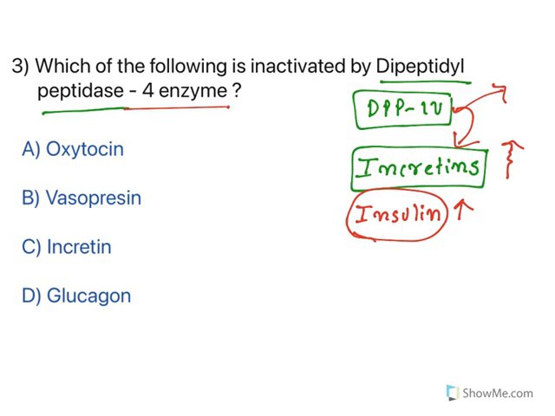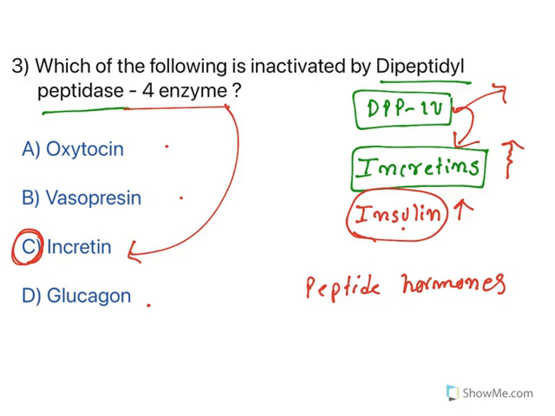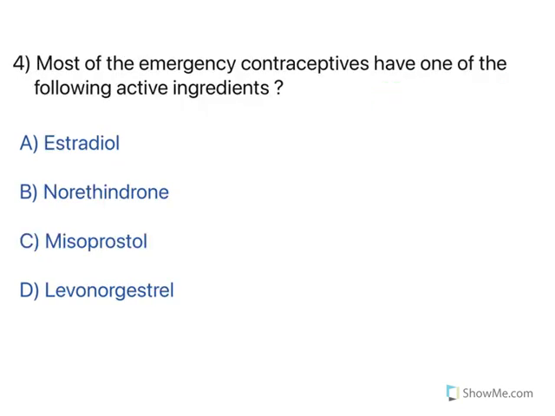So the target of the dipeptidyl peptidase 4 enzyme is incretins. Now look at them: oxytocin, vasopressin, insulin, glucagon. All of them are peptide hormones. We have two different kinds of hormones, peptide and steroidal hormones. These are peptide hormones. Here the dipeptidyl peptidase 4 enzyme metabolizes incretins, and its inhibitors are used to treat diabetes.